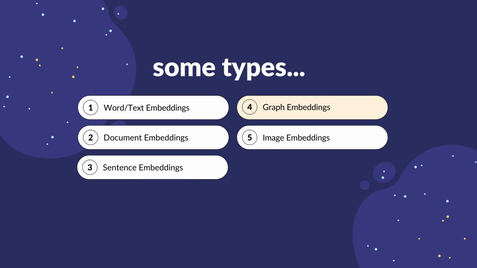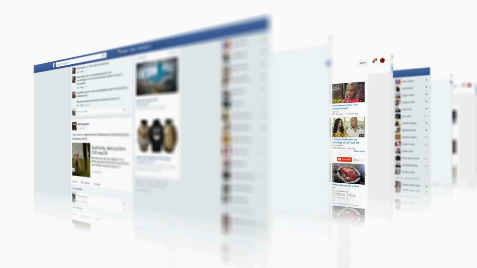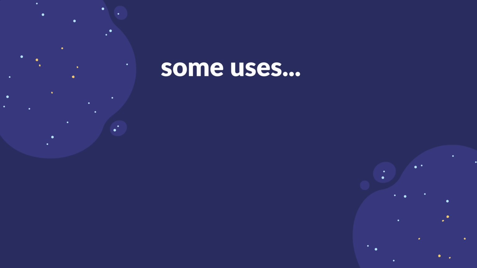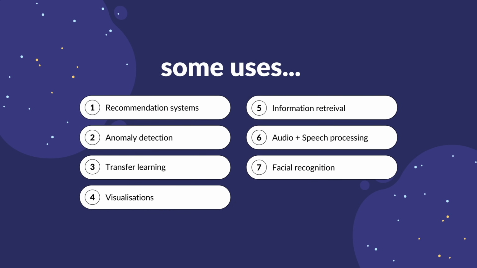This can be used in document classification, semantic search, and more. Next, we also have graph embeddings. Nodes in a graph can be represented as vectors. Applications include recommendation systems, social network analysis, and more. Here are some of the primary applications of vector embeddings.